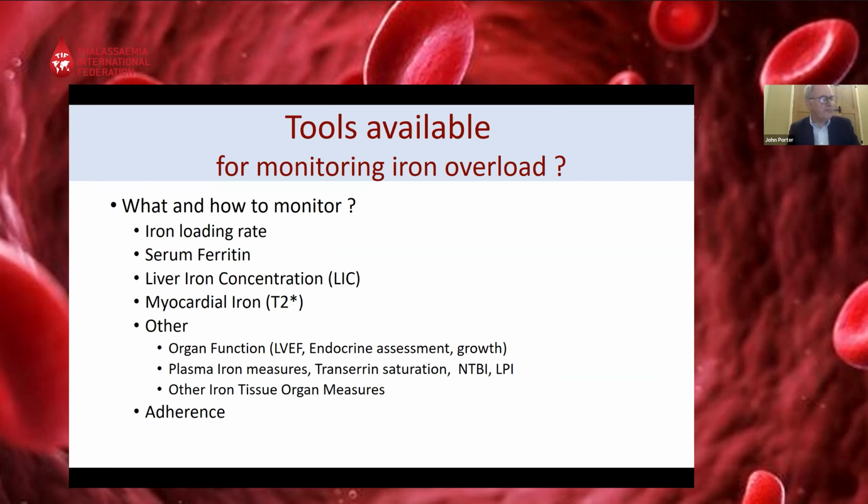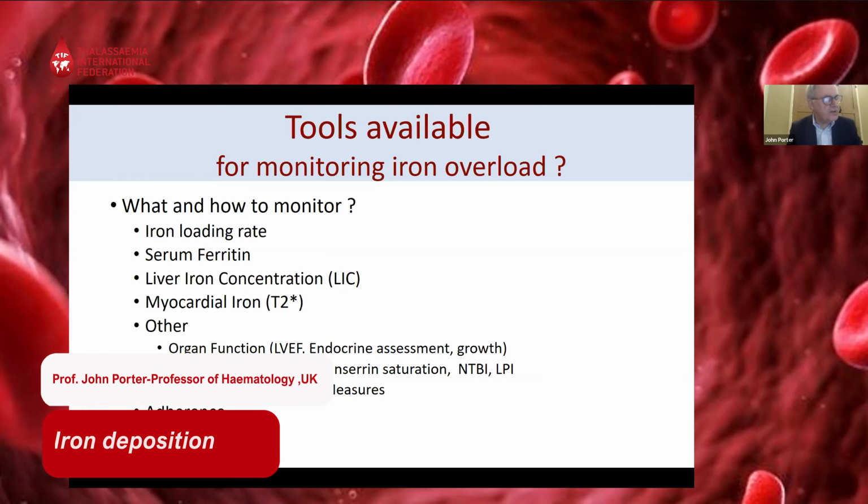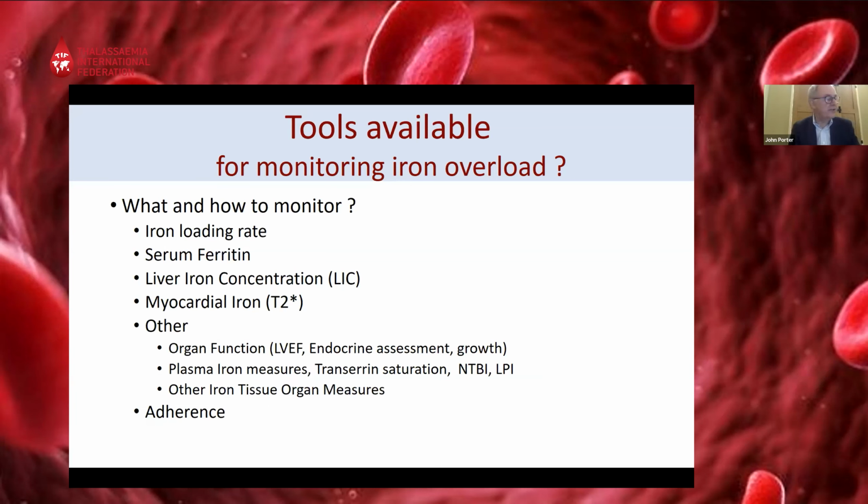The other big problem with ferritin is that once the levels get high, above, say, 3,000 to 4,000, there's a lot of noise in the system, and it's very difficult to detect early trends, which are much easier to detect at lower levels.